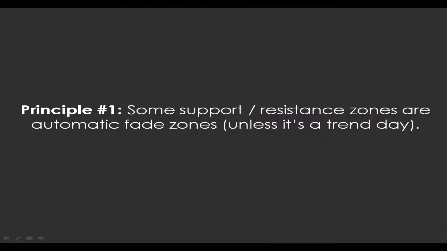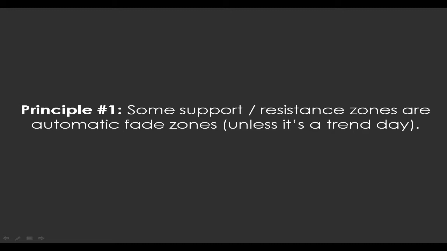Principle number 1. Some support resistance zones are automatic fade zones, unless it's a trend day. Okay, so the first principle is telling you that some support and resistance zones are so important, and we'll get into the other principles that tell you which ones are more important, but you'll find that some are so important that you're automatically going to fade them. And again, fade means you sell at resistance or you buy at support.